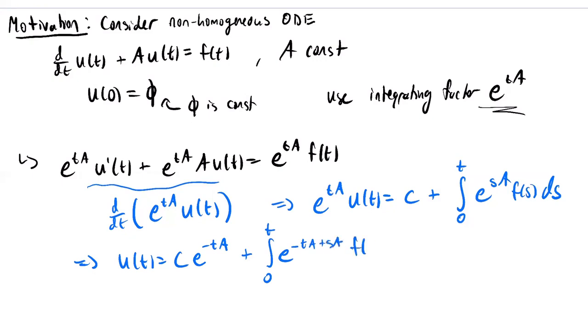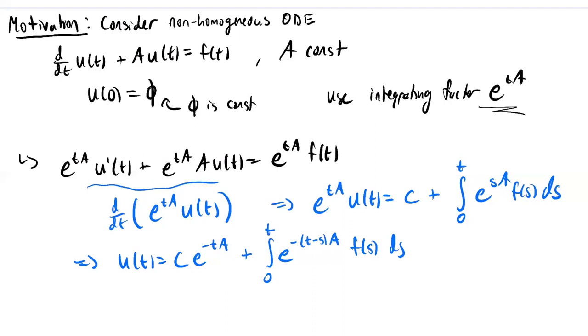Times f of s ds. And maybe let me write the power of the exponent slightly differently. So it's just going to be e to the minus parentheses t minus s times a, right? Because the negative sign will distribute. And then, well, what does c have to be?